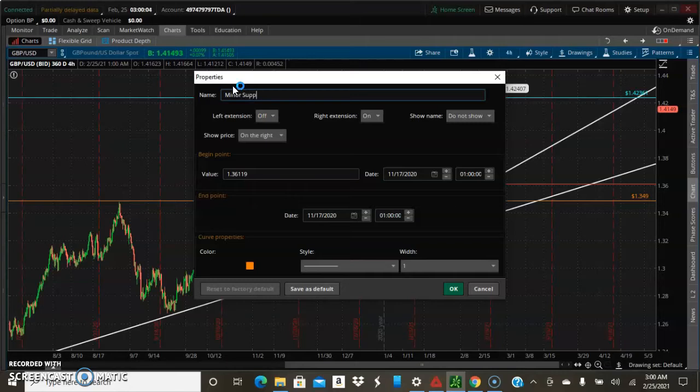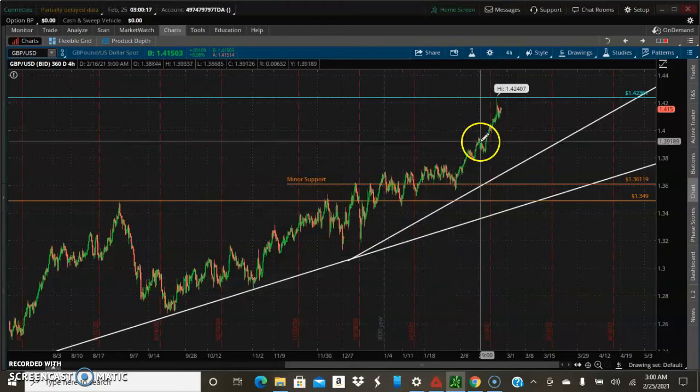So we're gonna get the chart marked up and ready for trading. Minor support. Show that on the left. Put the price on the right. I'm not extending anything out. Just put that there. Boom. Got a minor support there.